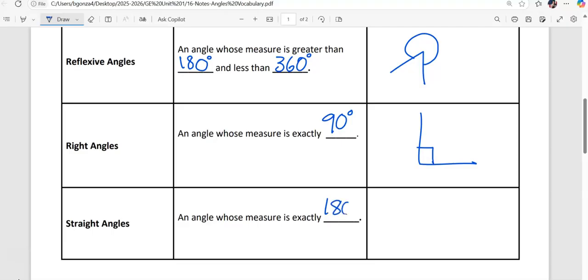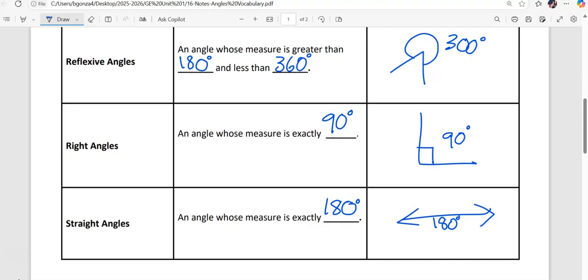So, I mean, it's in the name. Straight angle, straight line, basically. 180 degrees. This one was what? 90 degrees. Back up here to reflexive. Let's give this a number. It could be like 300 degrees, more than 180. So big, but not a whole circle, 360.